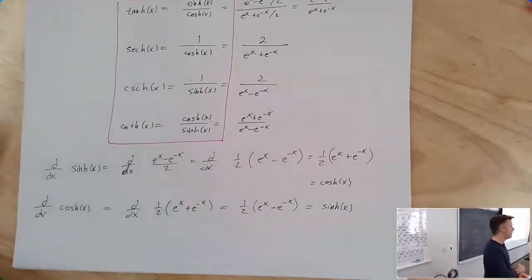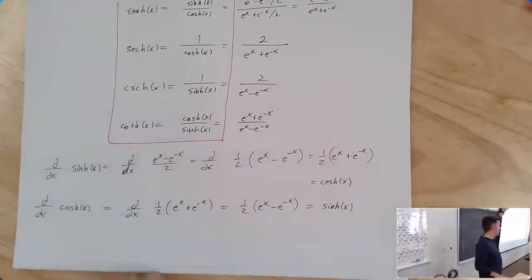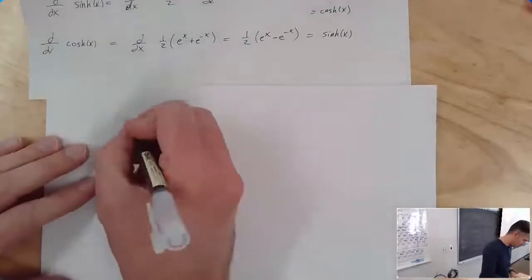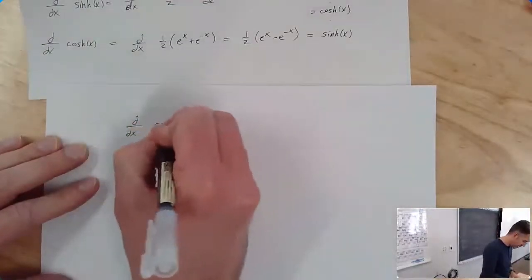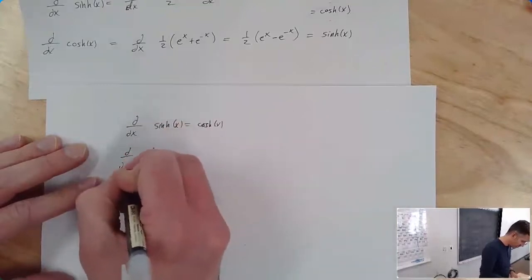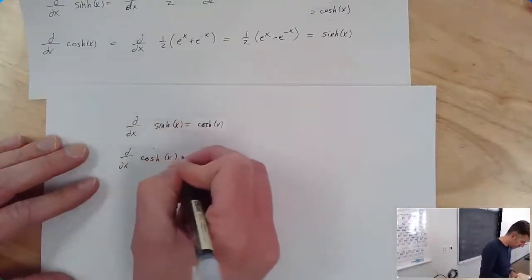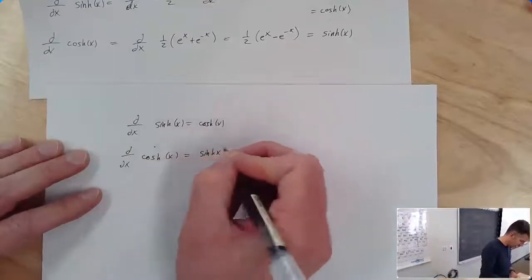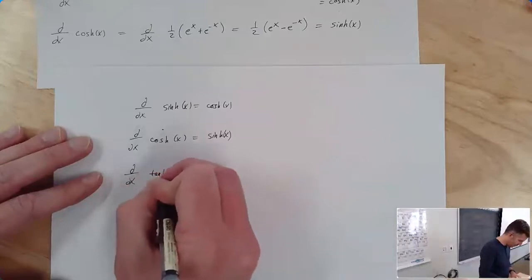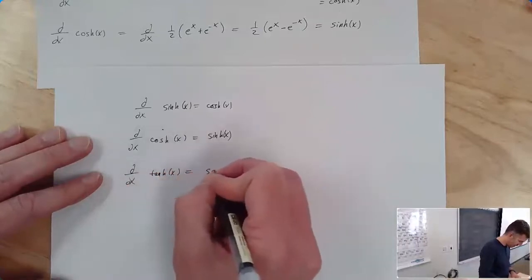So here's the way the rest of them work. They all are what you think they should be, except all the ones on the left are positive, all the ones on the right are negative. So what I mean by this is the following. The derivative of hyperbolic sine is hyperbolic cosine. The derivative of hyperbolic cosine is indeed positive hyperbolic sine. And we'll show this later if you want. Derivative of hyperbolic tangent is indeed positive hyperbolic secant squared.